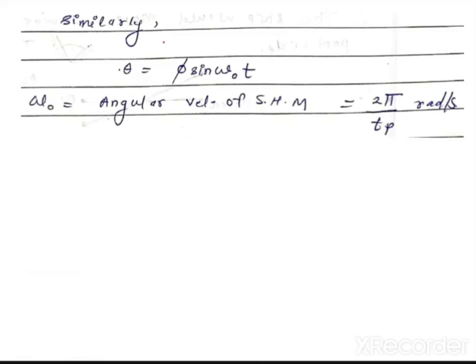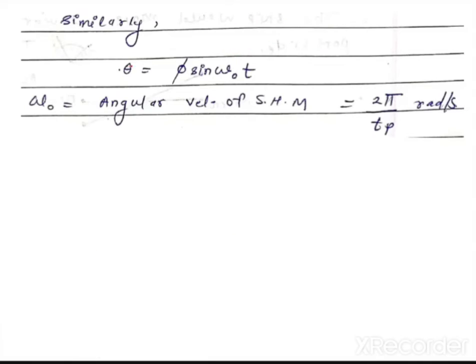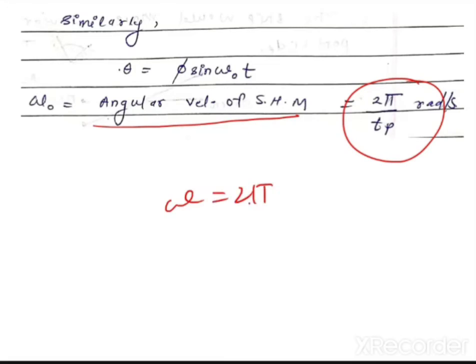Okay. So what you will get, if x is equal to capital X sin omega t, what is X? X is nothing but the steady state amplitude, or you can call it the maximum amplitude. Similarly, when you are taking an angular system or a torsional system, you can write the equation as theta is equal to phi sin omega_o t. That omega_o is nothing but the angular velocity of the SHM, and this can be calculated as 2 pi upon time period, because we know that omega is equal to 2 pi upon Tp, or Tp is equal to 2 pi upon omega. Tp is called the time period.